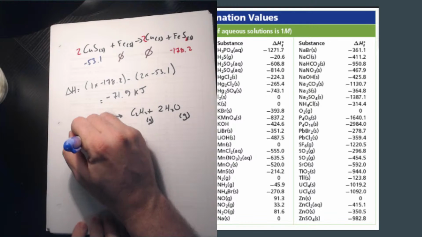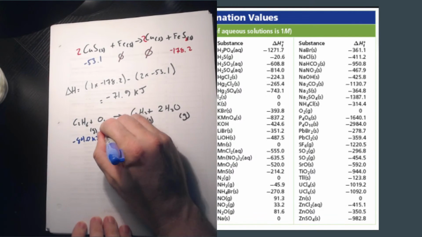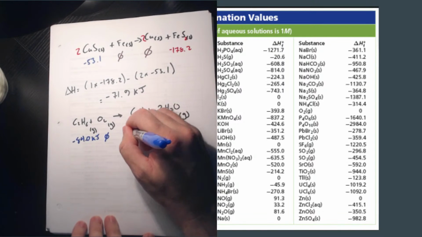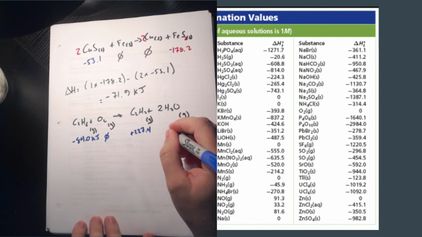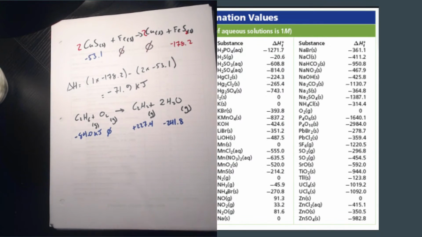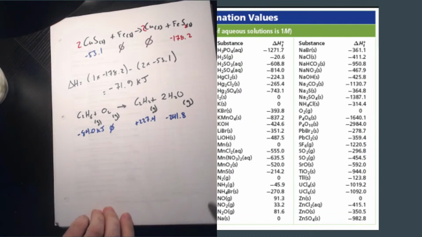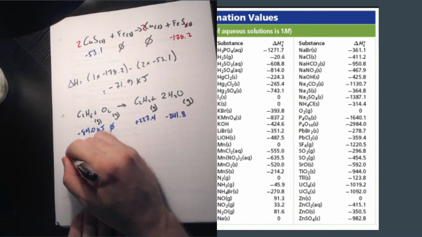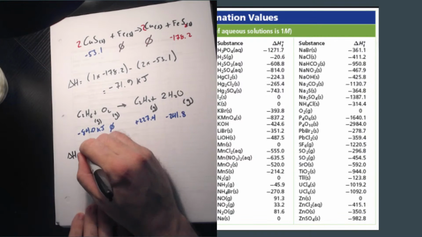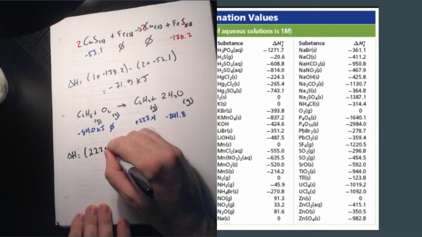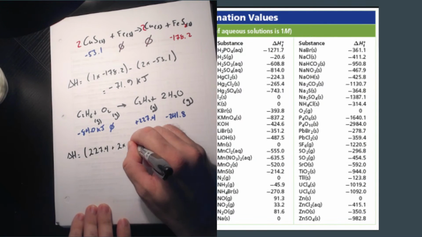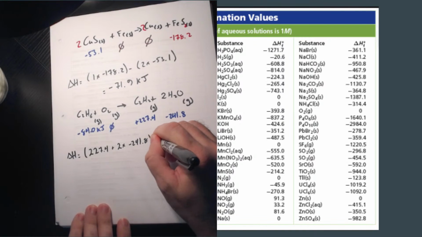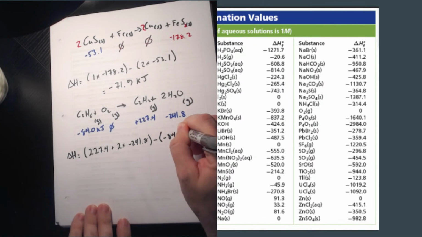C2H6 is negative 84. Like I said, they'll always give you the numbers. Oxygen is 0. Acetylene is positive 227.4. And water, gaseous water, not a liquid, is negative 241.8. They'll always provide you the numbers. And I did provide you with the numbers, even though I'm a doofus and forgot that. Okay, so products minus reactants: 227.4 plus 2 times negative 241.8 minus negative 84.0 plus 0.